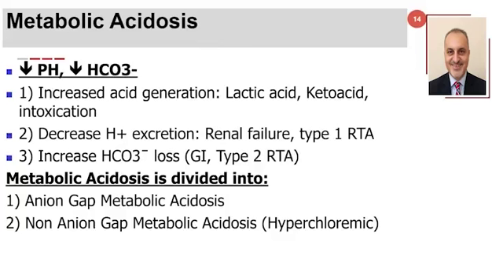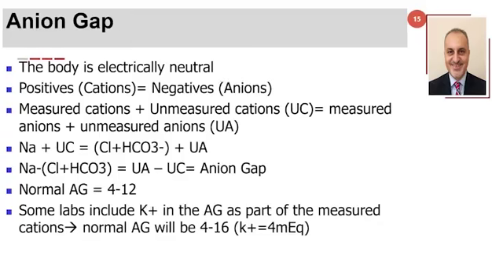Now, we divide metabolic acidosis into 2 types: anion gap metabolic acidosis and non-anion gap metabolic acidosis. The non-anion gap, we call it hyperchloremic. Now, why do we have an anion gap? And this is a very important subject to discuss, because anion gap acidosis is one of the most dangerous things that you see in the intensive care unit.